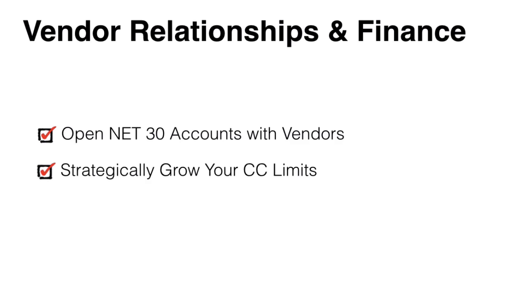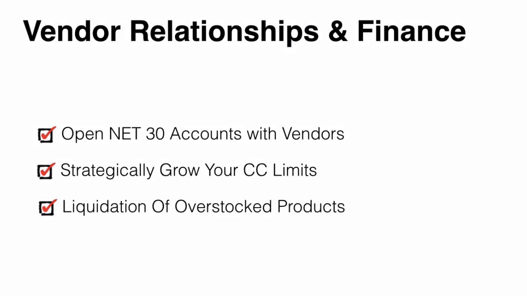So this is where these strategies of short and long work against each other, but at the same time, you're doing it with a certain strategy in mind and a certain map to get you to a certain place. So this is an example of how you can use the finances and the vendor relationships to grow your business and allow yourself to explode your business and grow it to a massive proportion in a very short period of time. Now, the third is the liquidation of overstocked products.